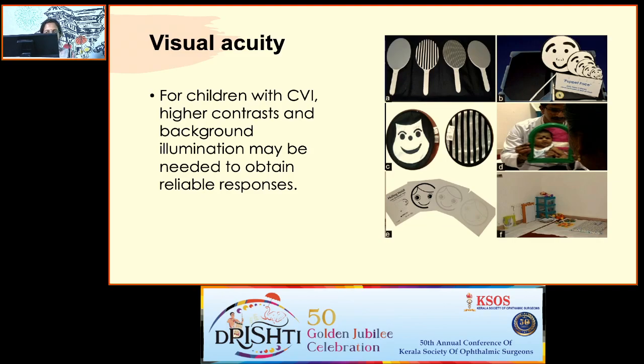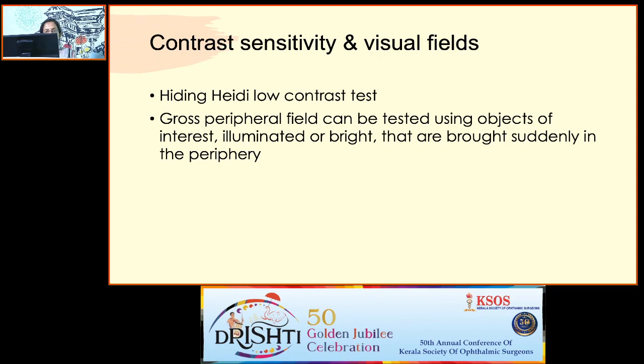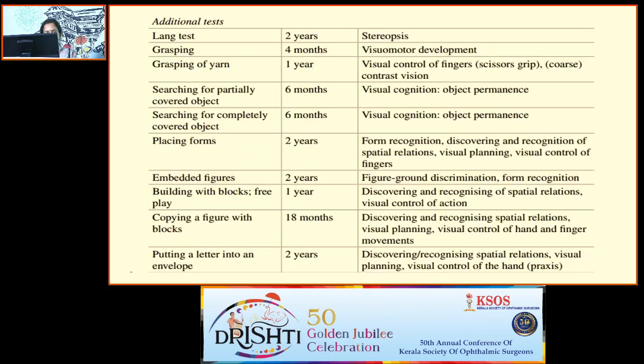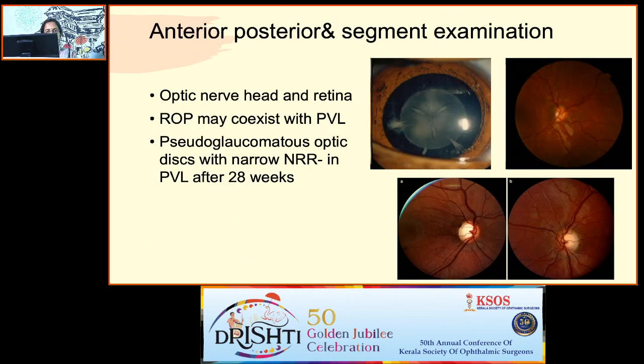obtain reliable responses. Contrast sensitivity, we have Hayden-Hardy low contrast tests, and visual fields, gross peripheral field can be tested by using objects of interest, like a familiar toy, illuminated or bright, which are brought suddenly in the periphery. This is Atkinson et al.'s test battery for the assessment of functional vision and oculomotor functions. So many additional tests are also described. And we shall make it a routine to do a thorough anterior and posterior segment examination.